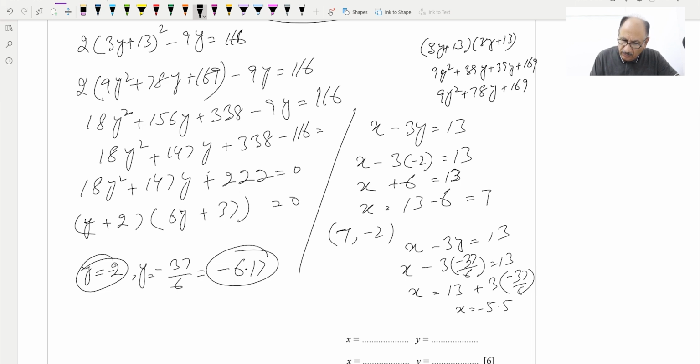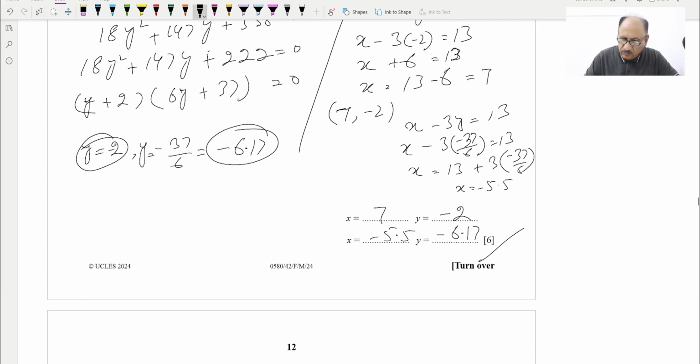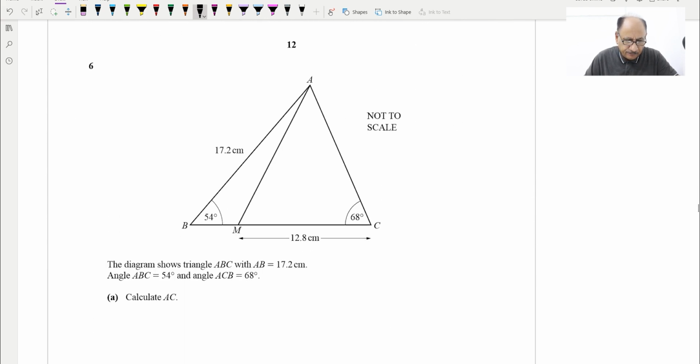So values will be, for 7 it is minus 2, and for minus 5.5 it is minus 37 over 6, or we can write minus 6.17, and this is the 6 marks question which we have done. Hopefully you understand this. Question number 6.